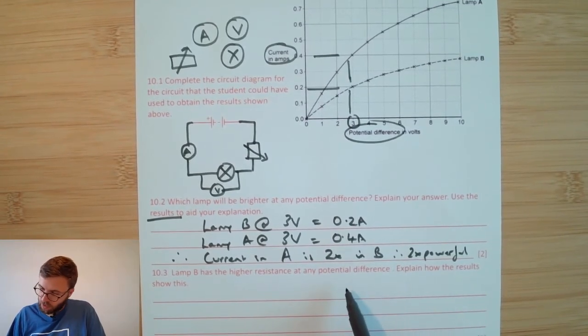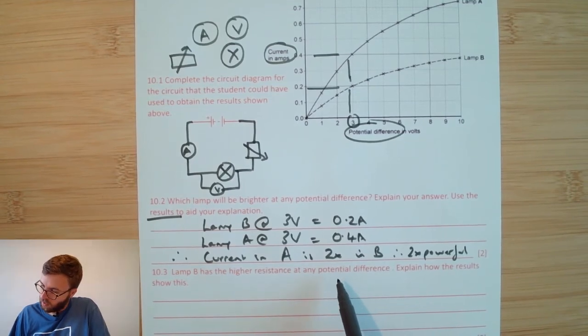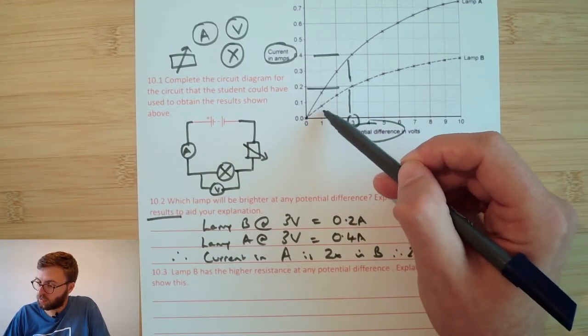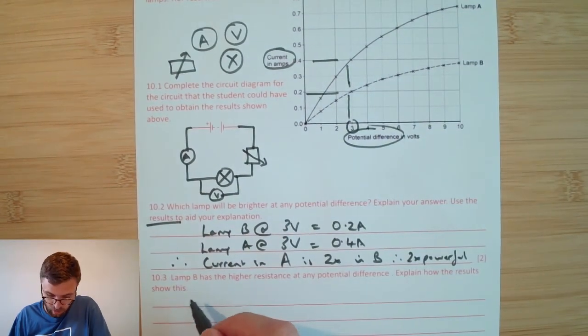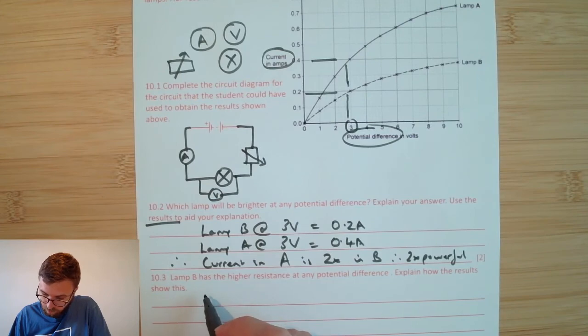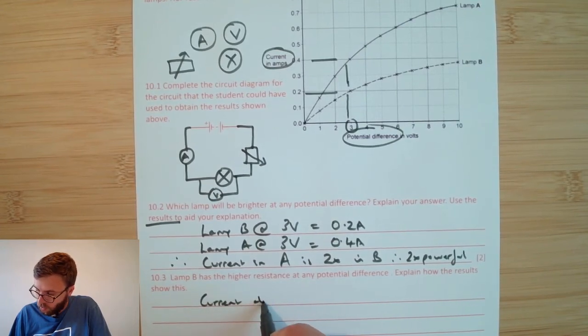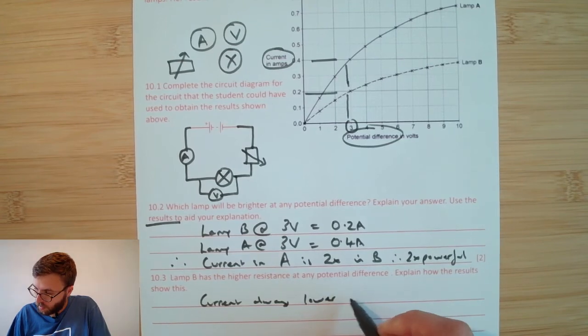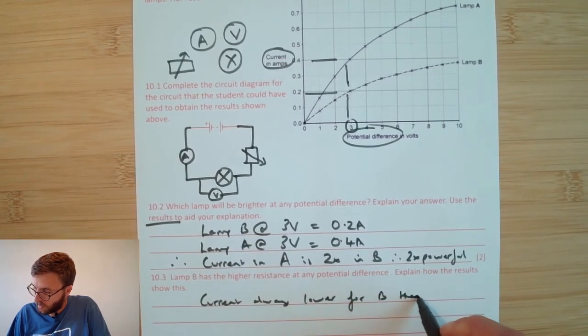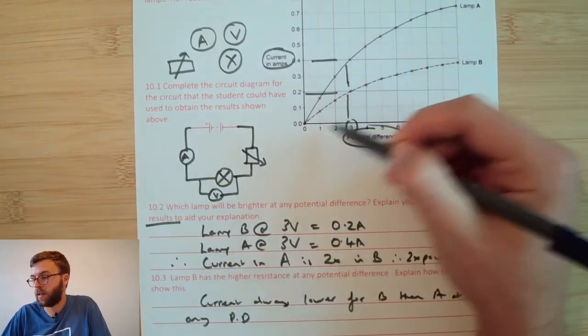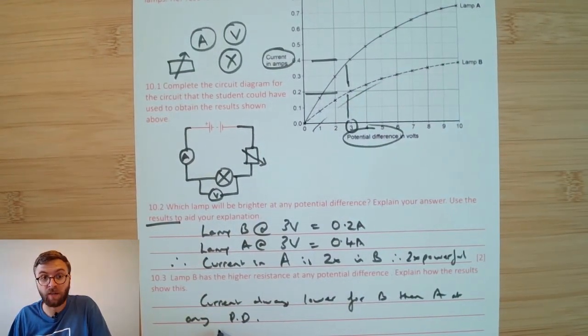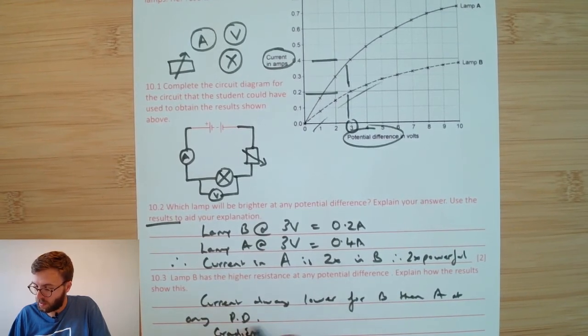Lamp B has the highest resistance at any potential difference. Explain how the results show this. Well, you can see here that the gradient of the line is always lower. Lamp A is always higher than lamp B. So I would say the current is always lower for B than A at any potential difference. Any point along here, it's always lower. Alternatively, I could be saying the gradient for B is lower.